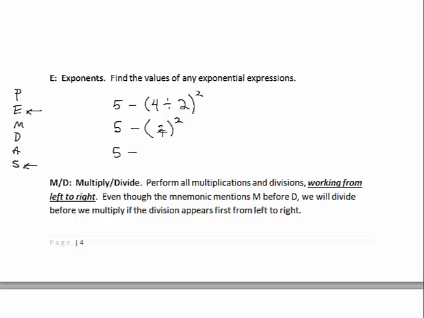Okay, what is 2 squared? 2 squared is 2 times 2, which equals 4. So we replace this entire expression with a 4. And now we can finish the last operation, subtraction. 5 minus 4 is 1.